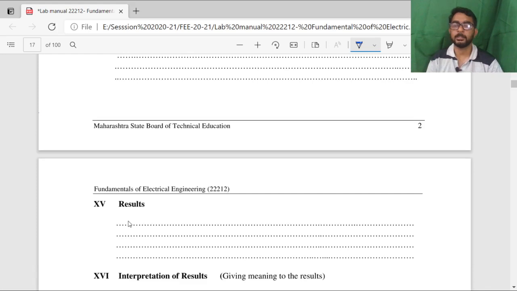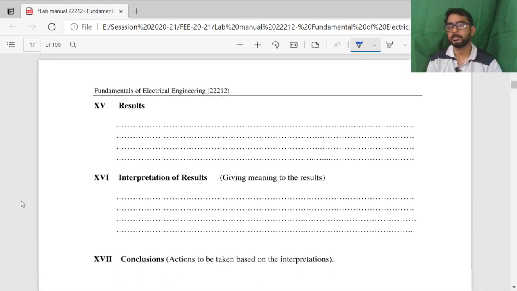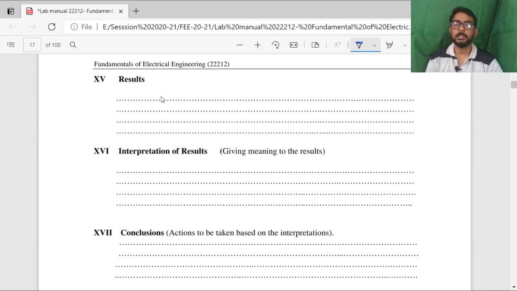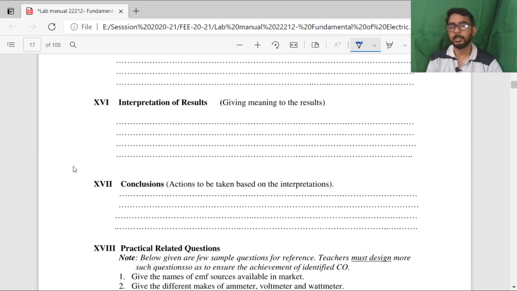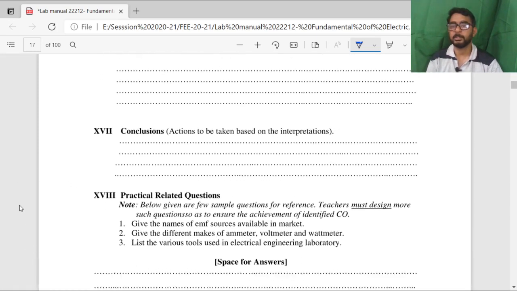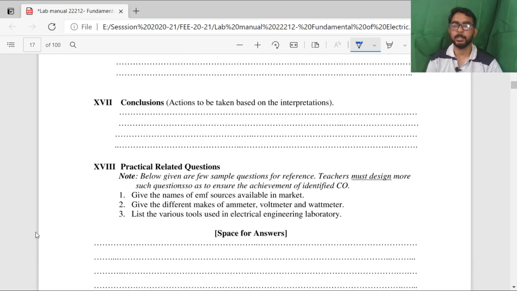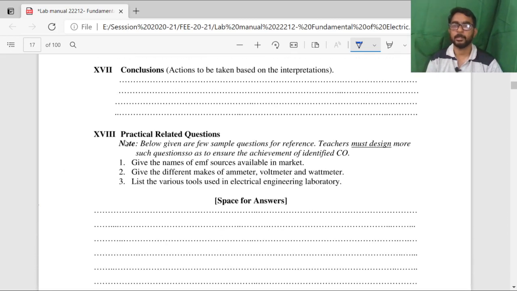So the result and the interpretation of the result is most important. The student can write the result here, and will be able to interpret the result, and lastly will be able to conclude what data he got from this practical. Practical related questions mean, give the name of EMF sources available in the market.